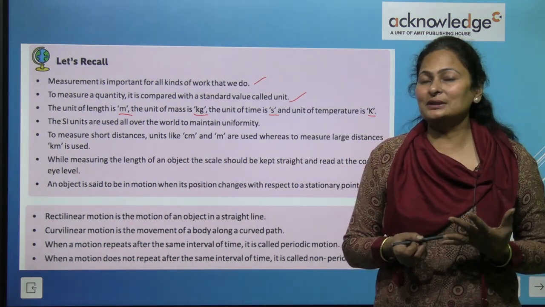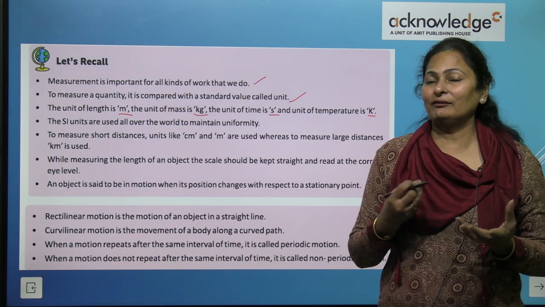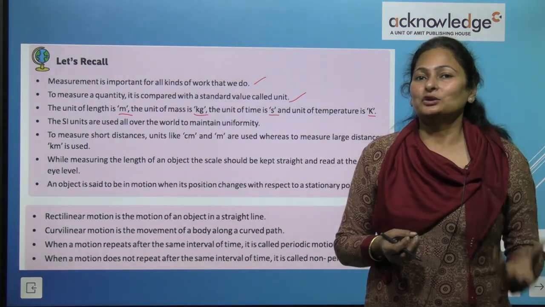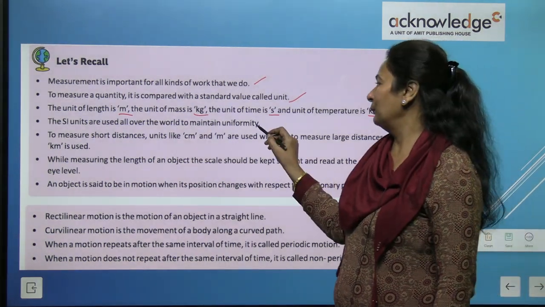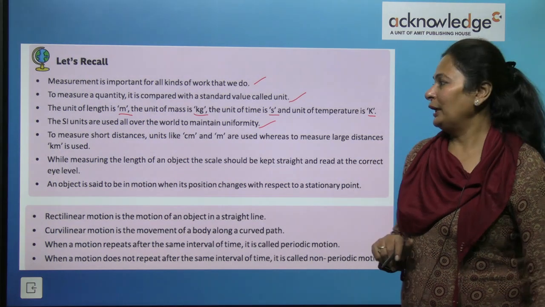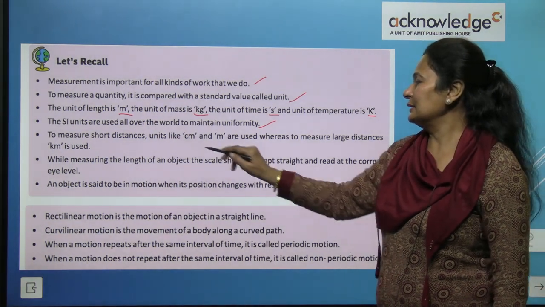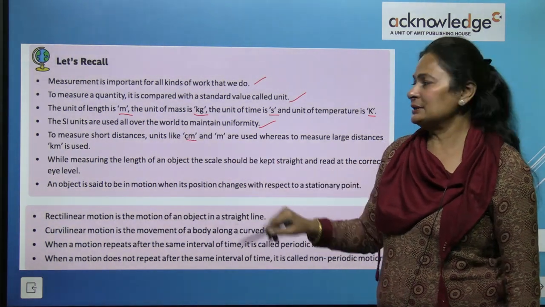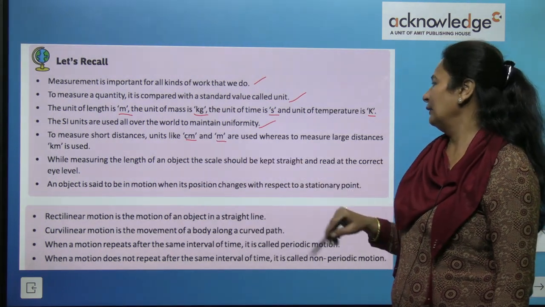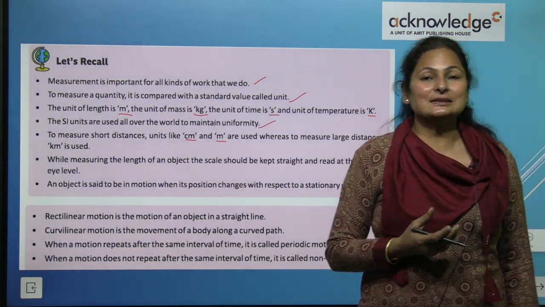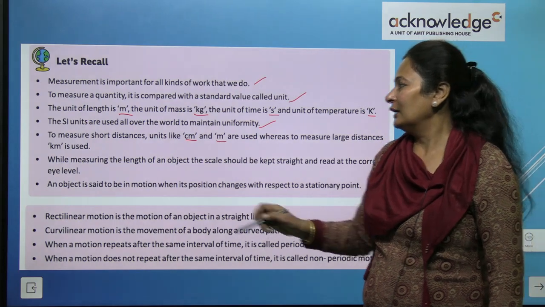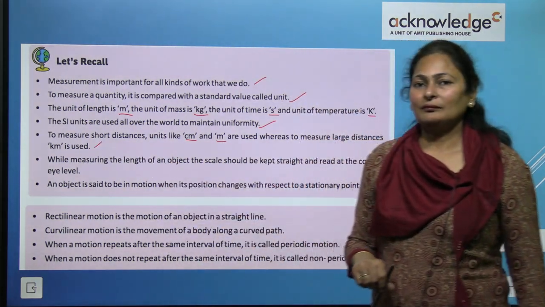Why do we use this standard? Why have we defined them as standard? To maintain the uniformity, right? To measure short distances, the units are centimeter and meter, and for large distances, it is kilometers.